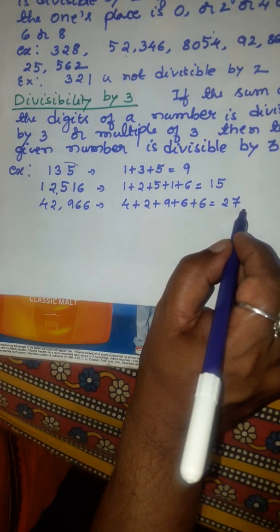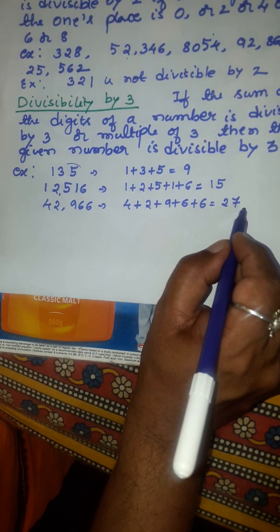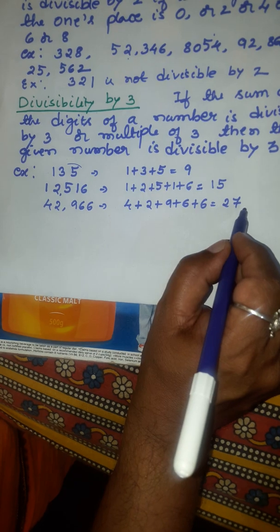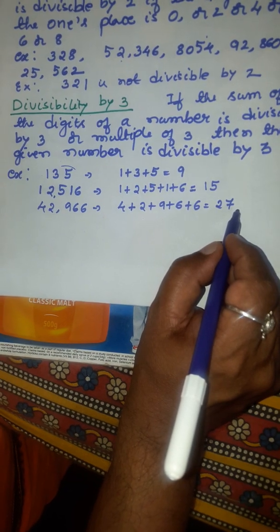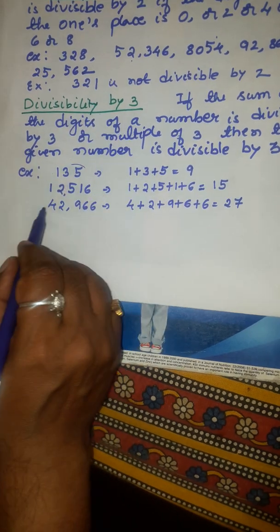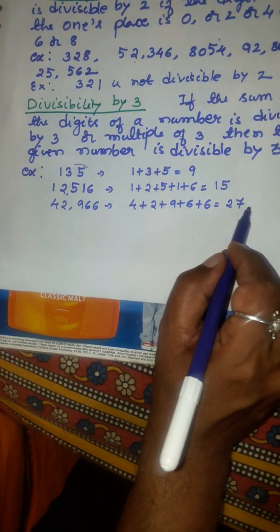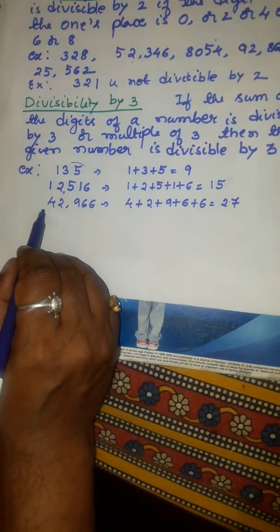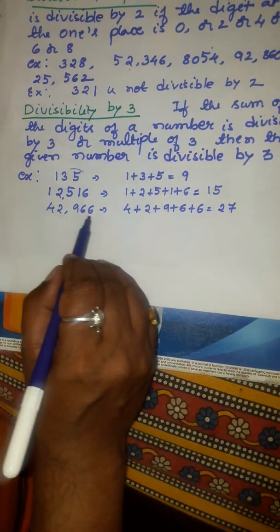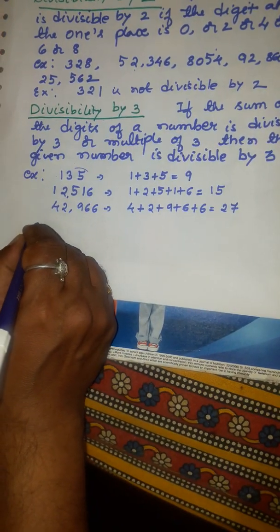So as you know, for the divisibility of a number by 2 we don't take much time. Here also, by applying the rule, we can minimize the time. That means time is saved. So immediately we can say whether the given number is divisible by 3 or not. Let us take another example.